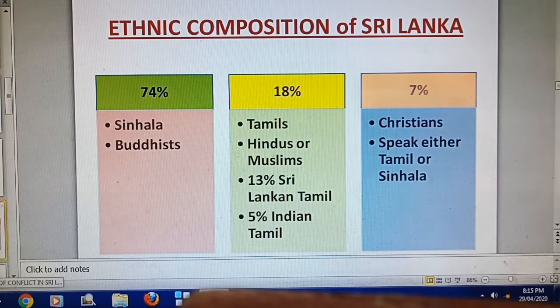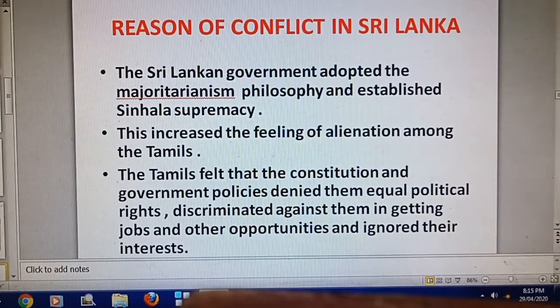Now let us understand the reason for conflict in Sri Lanka. The Sri Lankan government adopted the Majoritarianism philosophy and established Sinhala supremacy. The government always gave preference to the majority community. Which was the majority community? The Sinhalas. So the preference was given only to the Sinhala community. This was the main reason for conflict.